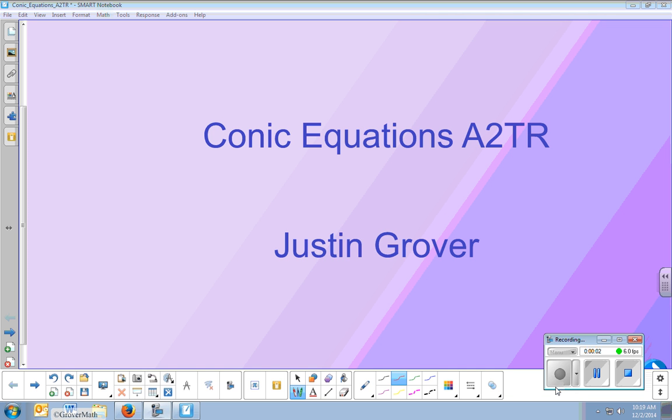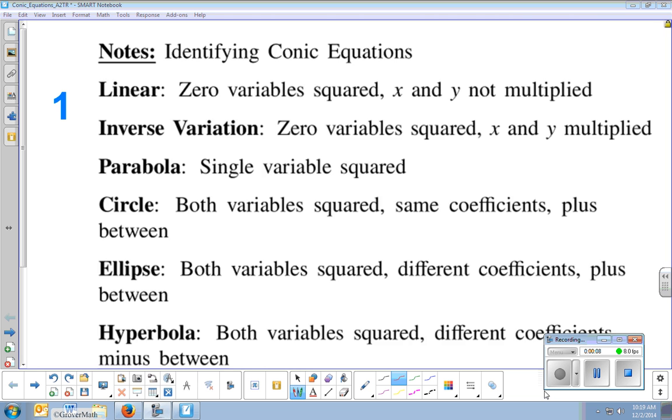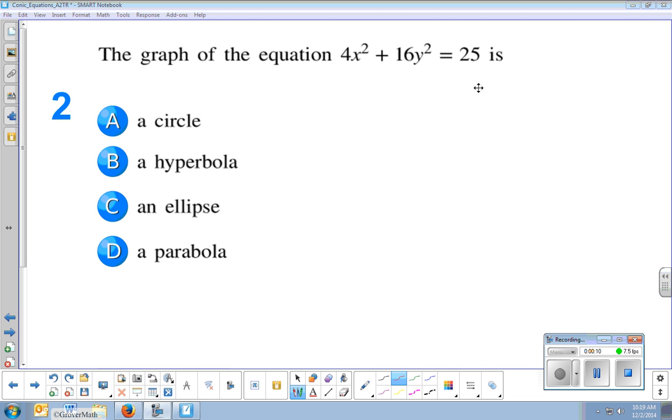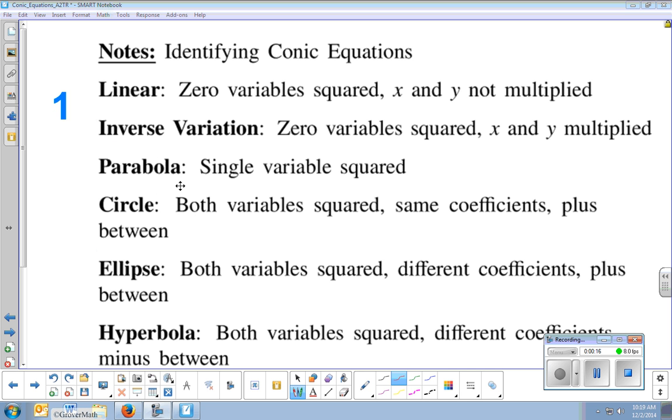Conic equations, algebra 2, trigonometry regions. So what we're doing in this video is we're not going to be graphing anything. We're going to be given an equation, and we're going to be asked, what is it? Is it a circle, a hyperbola, an ellipse, a parabola, a line? And so we need to be able to identify them.